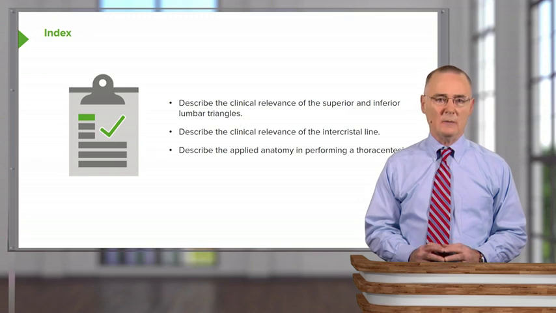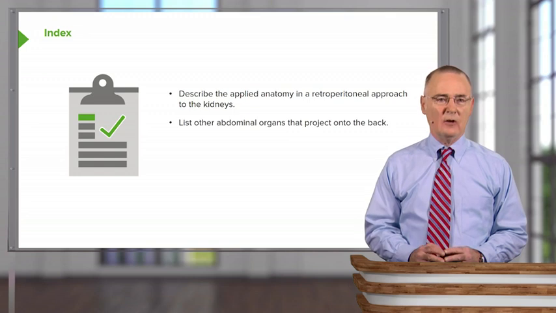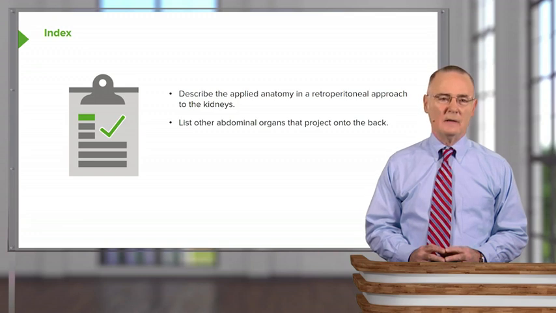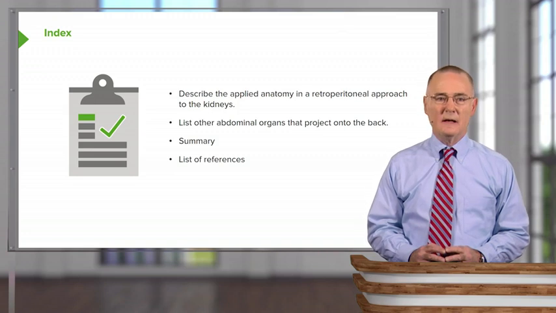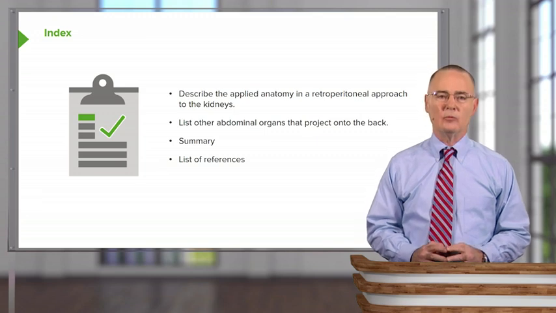Describe the applied anatomy in performing a thoracentesis. Describe the applied anatomy in a retroperitoneal approach to the kidneys. And then lastly, list other abdominal organs that project onto the back. Then we'll take a look at the summary and then identify and provide attribution to the images that are contained within this lecture.